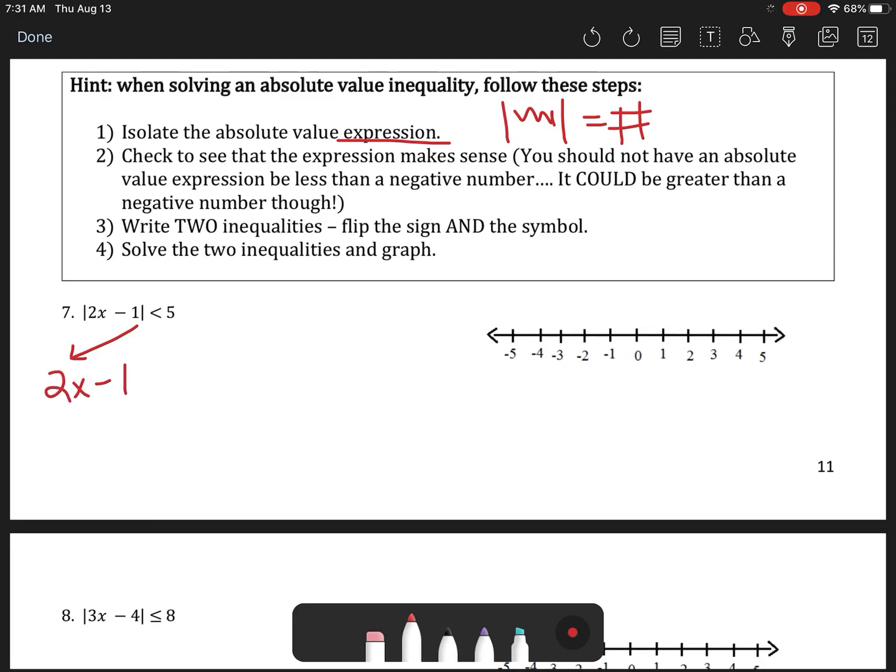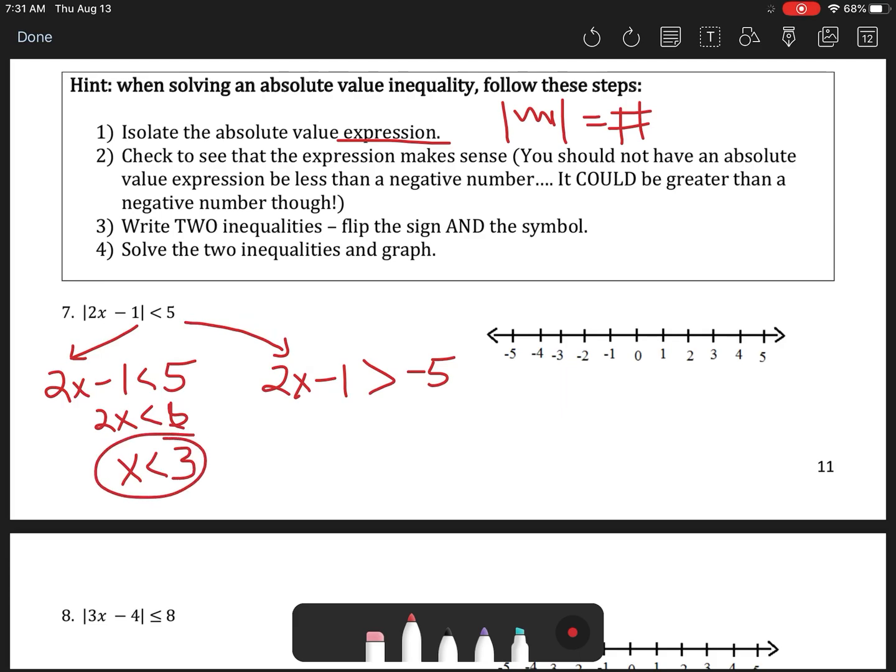2x minus 1 is less than 5. And then I have to show that it has a twin. That twin, we are going to flip the sign and flip the symbol. So I'm going to have a greater than negative 5 now. Okay, I'm going to solve these out. Add 1 to both sides of the first one, divide by 2, x is less than 3. The next one, you get 2x is greater than negative 4 when you add 1 to both sides, so x has to be greater than negative 2.